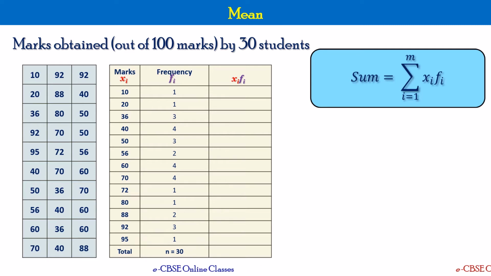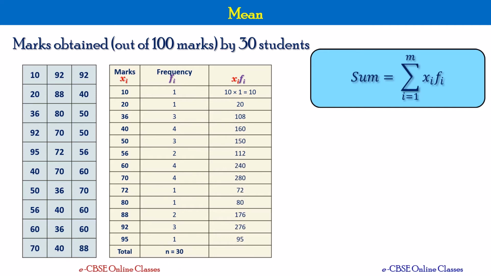For the first row, it is 10 into 1, which is 10. Similarly, for the second row, 20 into 1, it is 20. Third row, 36 into 3, 108. Similarly, you keep calculating for all the rows. And finally, after you calculate all the rows, what you need to do is take a summation of all the numbers in column number 3. That is coming out as 1779, correct?